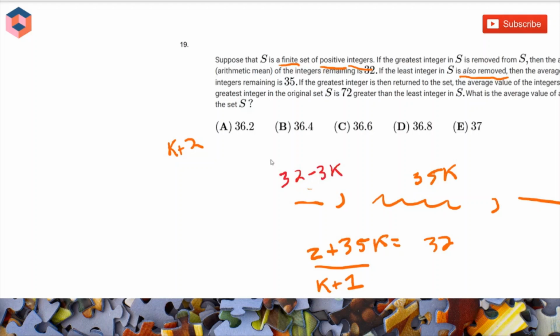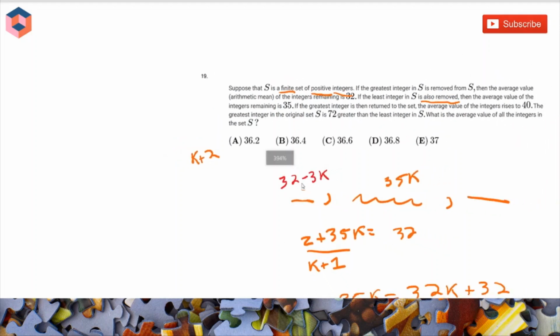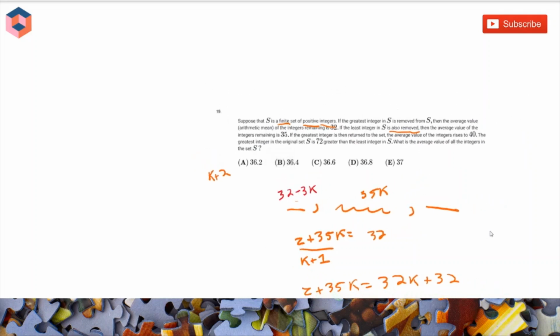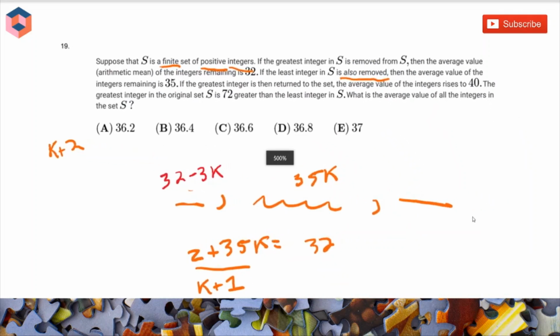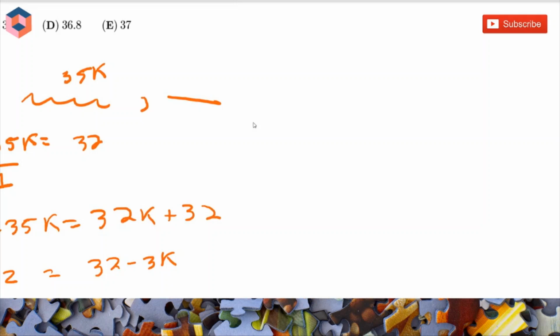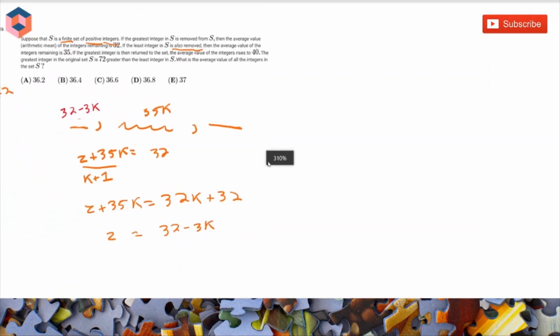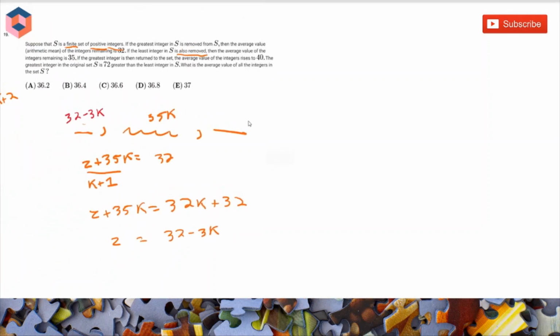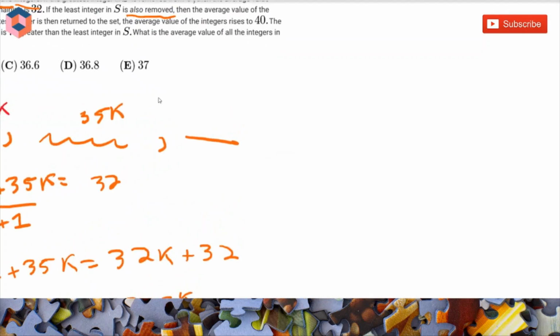Which also tells us one more thing, that k is anywhere from 1 to approximately 10. So that means that this set isn't that big. Now we'll do the same thing on this right hand side. So we have that once we put the smallest number back, the average is 40, which means that the average of all the numbers except the smallest is 40.